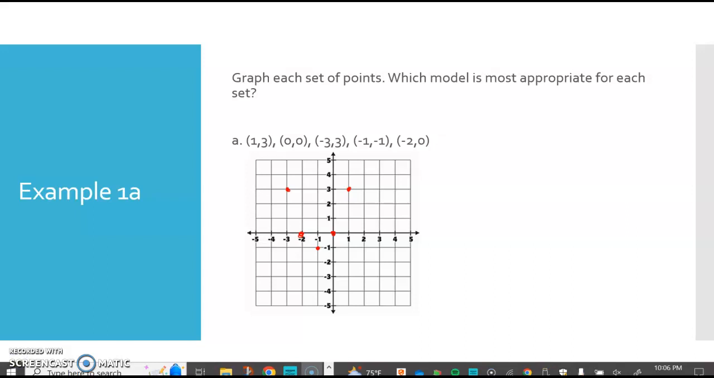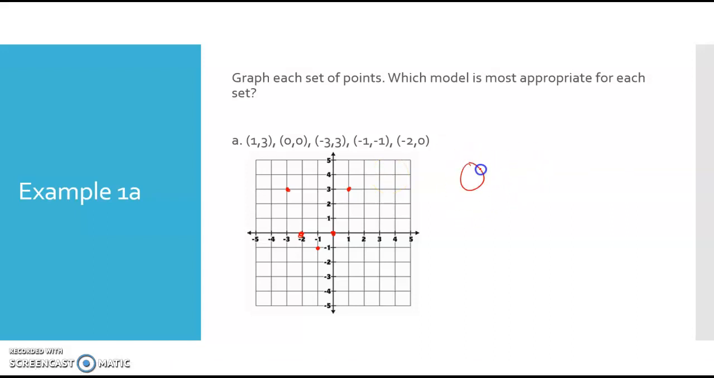So when we look at these points, they make that iconic U shape. And so because they make that U shape, we know that this is a quadratic model, a model of a quadratic function. And so there's our first one. All right, here's our next one. Again, I'm going to pause.